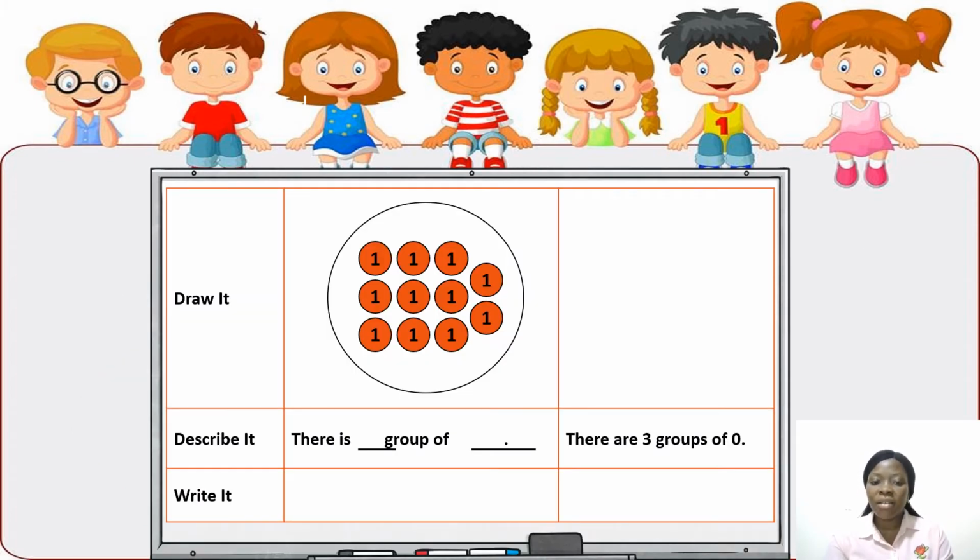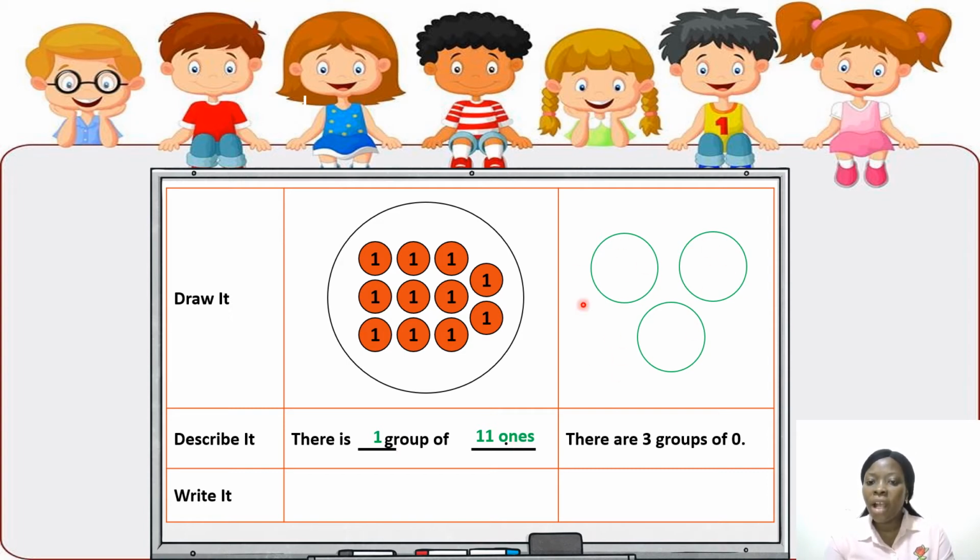Now let's look at multiplying by 1 using a representation. The first one here says draw it. It has been drawn. Now describe it. There is how many groups of what? So we have one group of 11 ones. We have 11 ones. Let's count together. We have 1, 2, 3, 4, 5, 6, 7, 8, 9, 10, 11. We have one group of 11 ones.